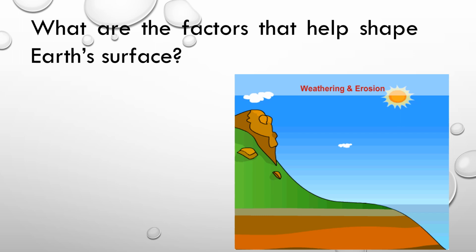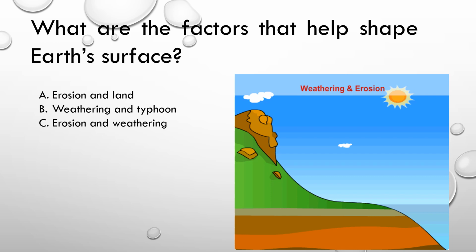What are the factors that help shape Earth's surface? A. Erosion and land. B. Weathering and typhoon. C. Erosion and weathering. D. Deforestation and reforestation. Based on our picture. So the answer is letter C. Next.